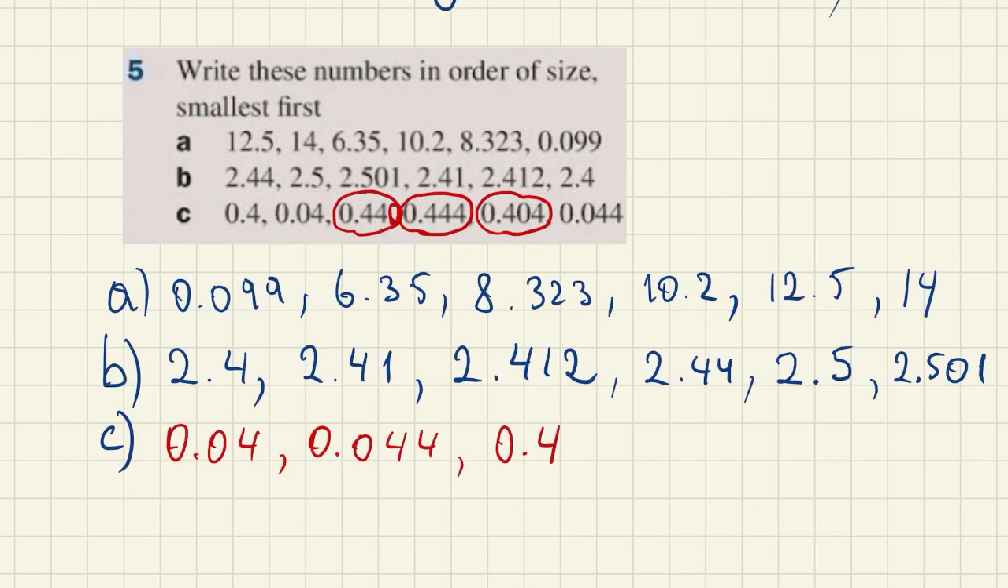So we get 0.440. And now it becomes easier to compare them. 440, 444, 404. Pretty similar. So of course, 404 is the next one. Then we have 440. Actually, it's 0.44. And then we finally get to 0.444, which is the biggest number on this list.